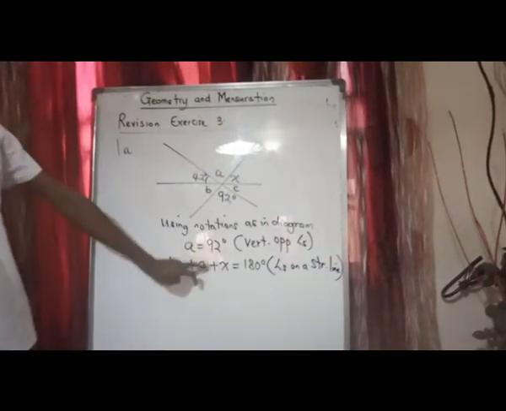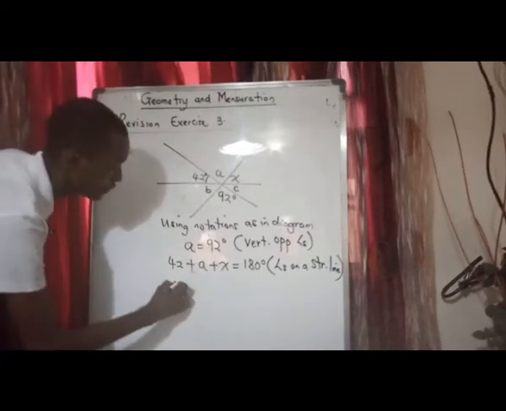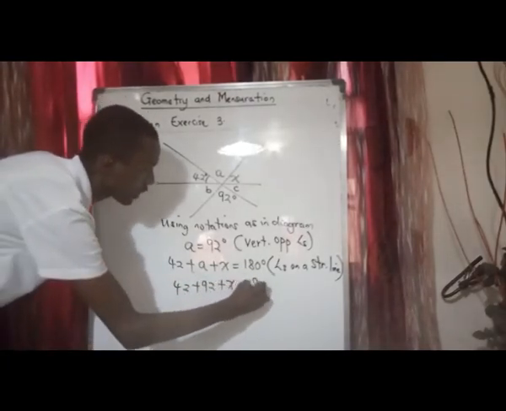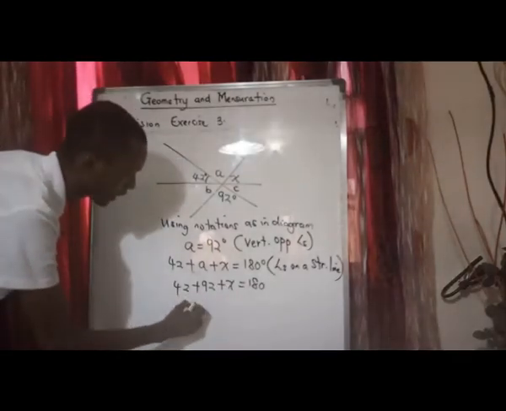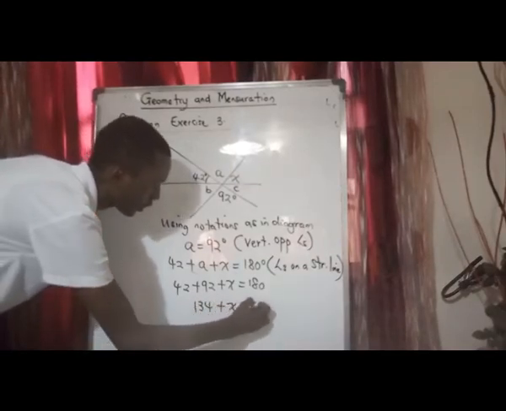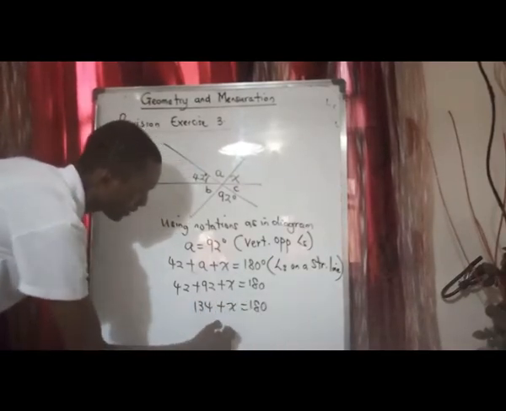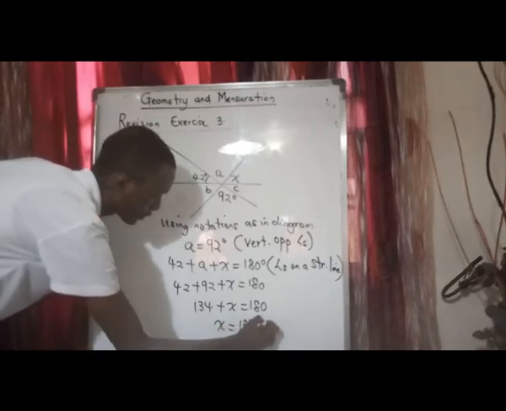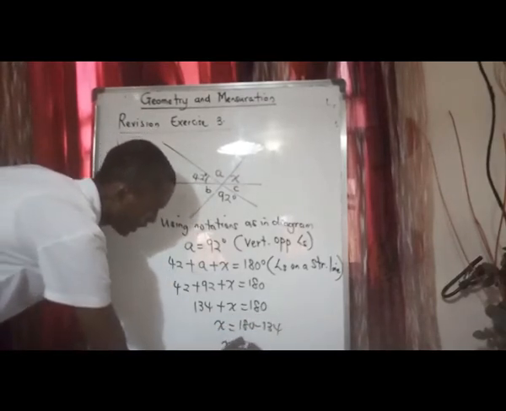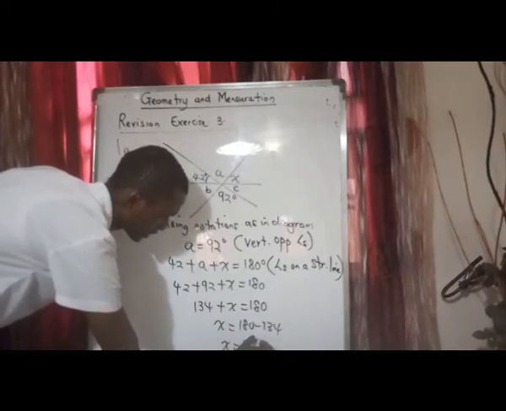So we know what A is. A is 92. So I'll just simply say 42 plus 92 plus x equal to 180. And that will give me what? I add this together, I'm going to get 134. So x will be equal to 180 minus 134. And that means x will be equal to what? 46 degrees, if I'm right.